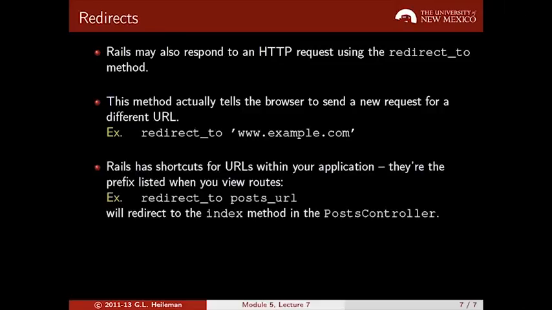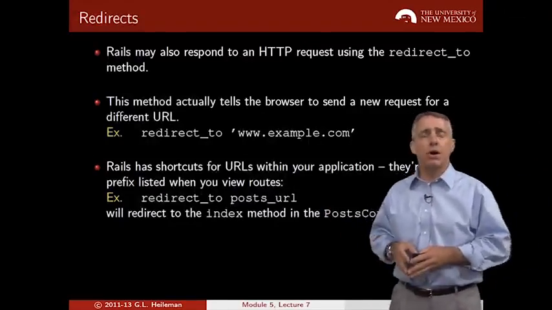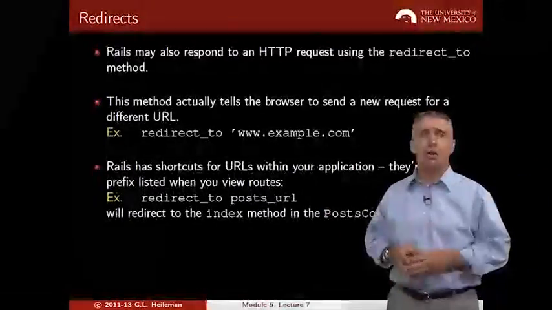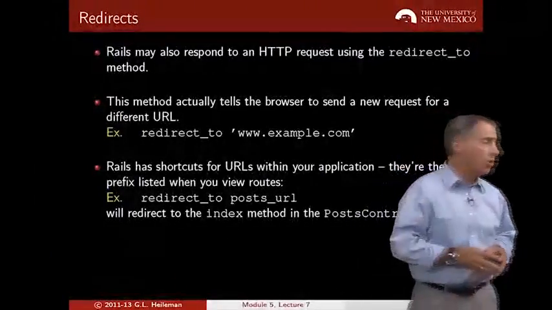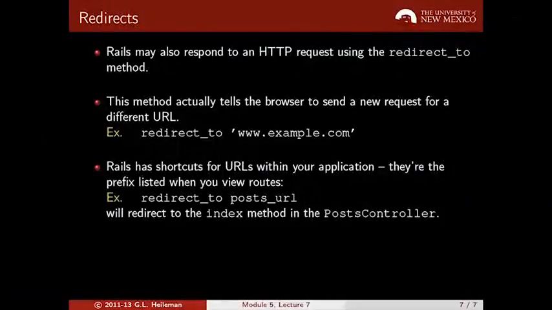Rails has a bunch of shortcuts that are provided for you for doing these redirects. And you can figure out what they are by looking at that prefix that I showed you on the last slide. So if I say redirect to posts_URL, take a look at the previous slide where you see posts, and this posts_URL will create the URL that was shown in the middle on that slide. So in other words, this will redirect to the index method in your post controller.